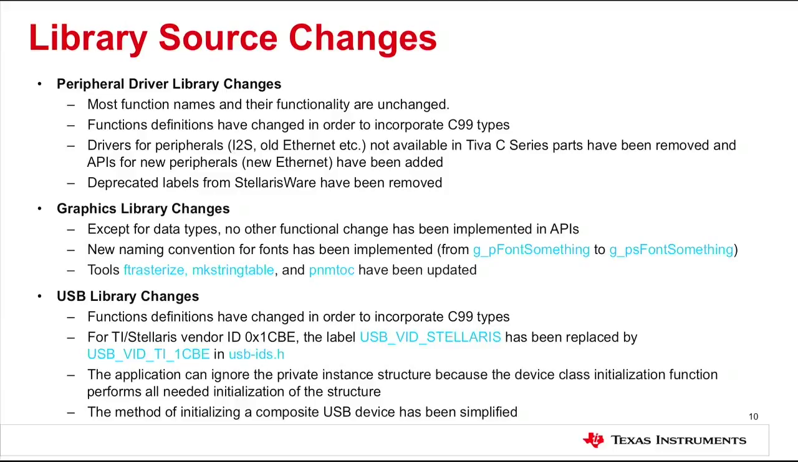Like peripheral driver library, the functionality and the names of most functions have remained the same, except the return types and arguments are now compatible with C99 types. Talking about the USB library, like the other two libraries, the function definitions have been updated for C99 types as well. We have simplified the method for initializing a composite USB device. So if your application uses USB library, your application can now ignore the private instance structure because the device class initialization function performs all needed initialization of the structure.